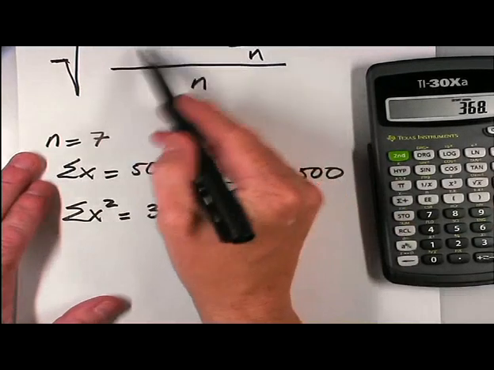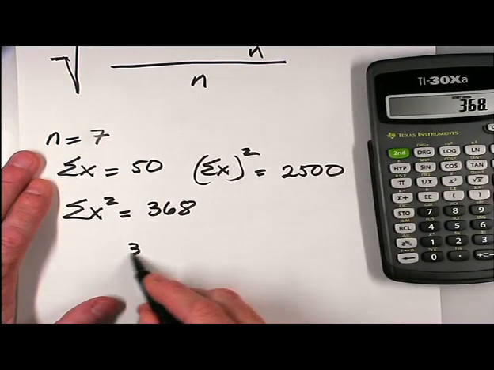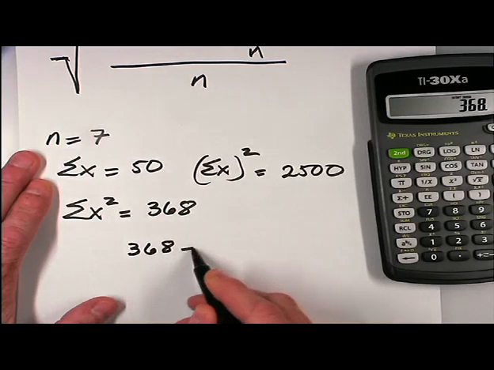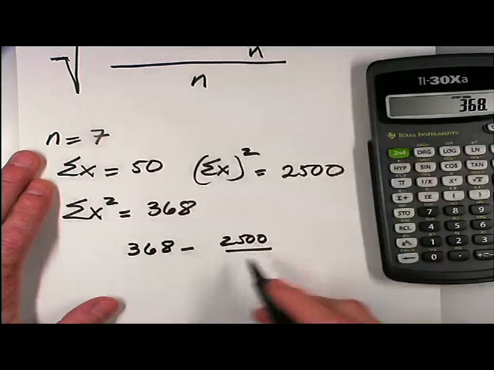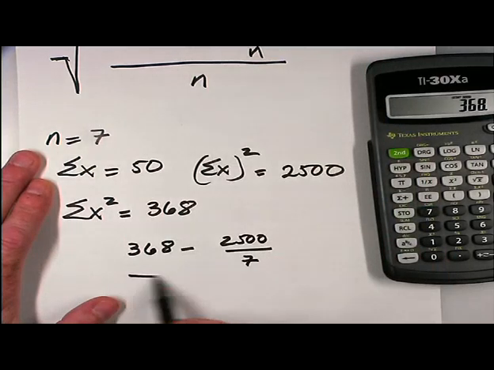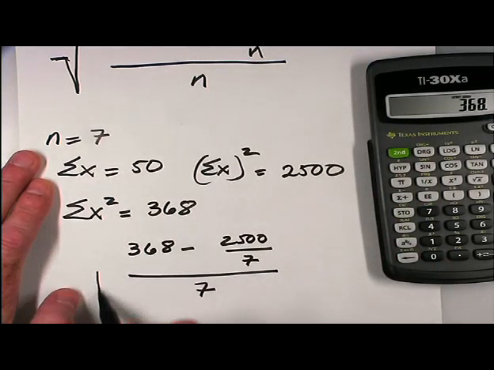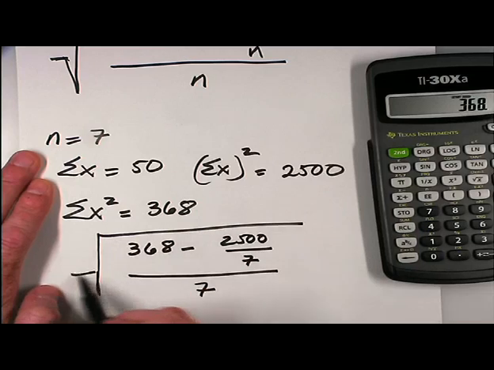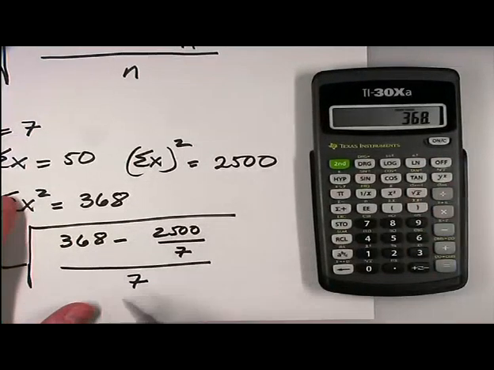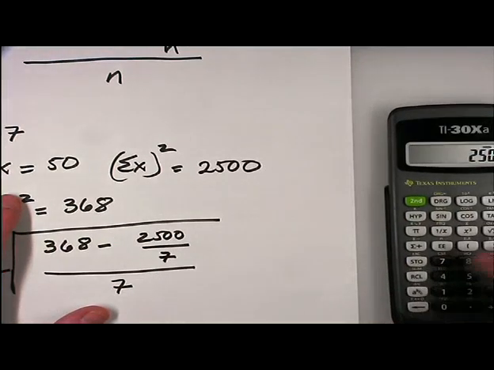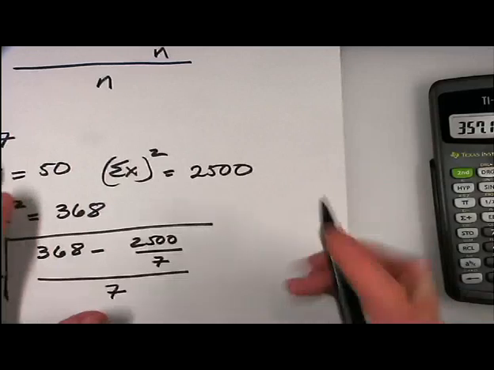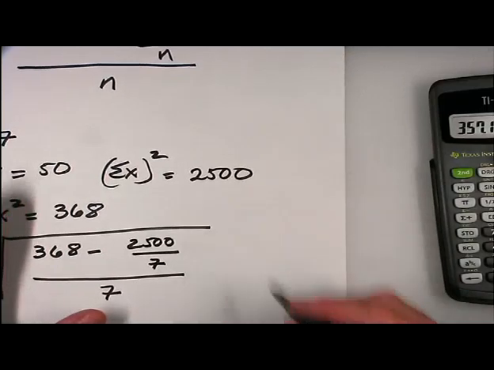So my sum of the x's squared, 368 minus 2,500 divided by 7. That whole thing divided by 7. And at the end, I'm going to take the square root. So I work from the inside out, sort of, right? So I'll do this for you guys. So 2,500 divided by 7. All right, I got 357.14.